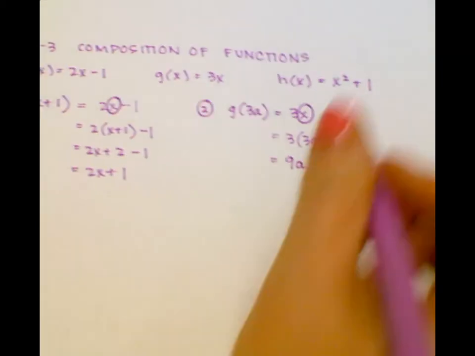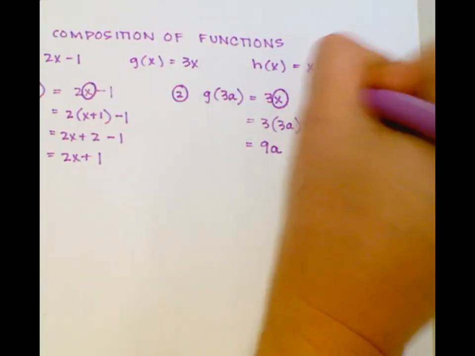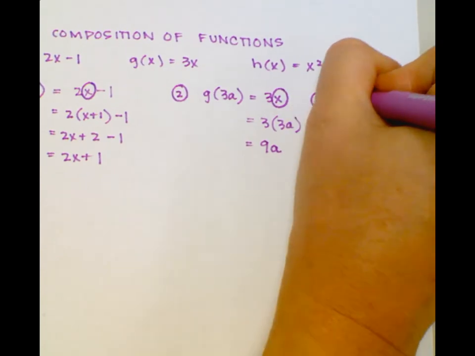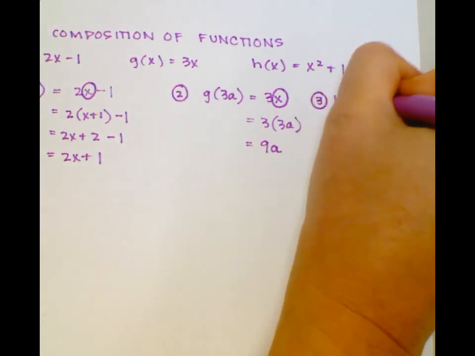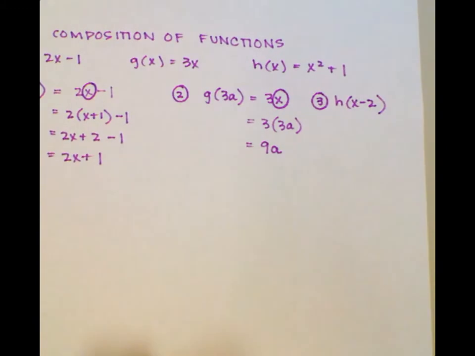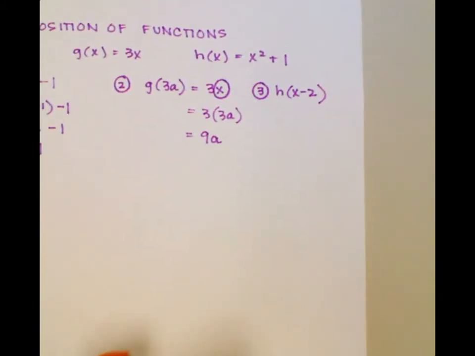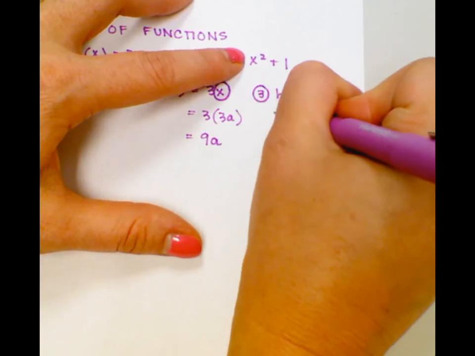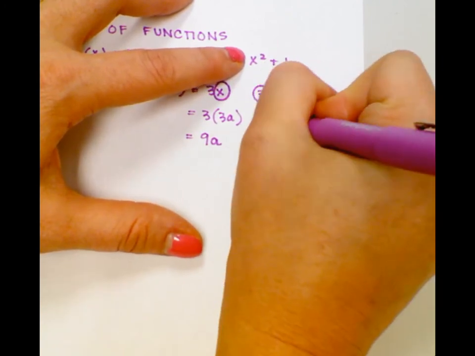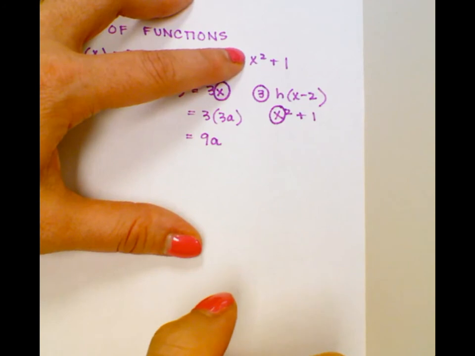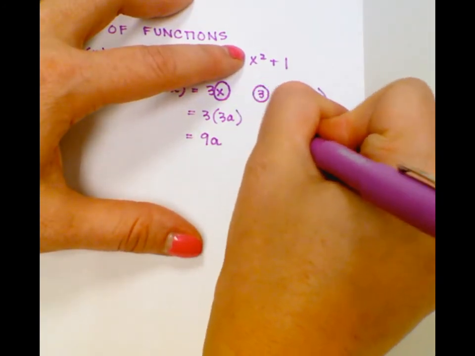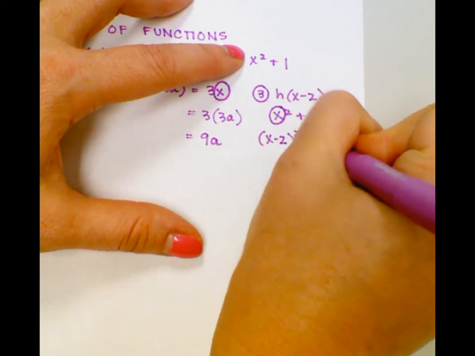All right, let's go one more. And this is a harder one. Can I fit it over here? I'm going to try to. h of x minus 2. Okay, let's go ahead and write the function down. So the function is x squared plus 1. So right where this x is, I'm going to put in x minus 2. So x minus 2 squared plus 1.